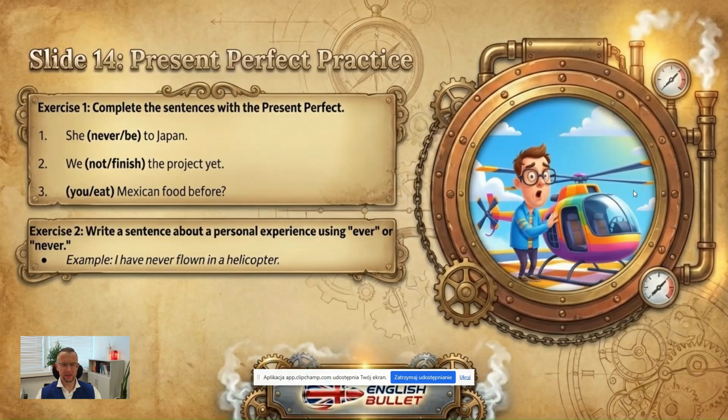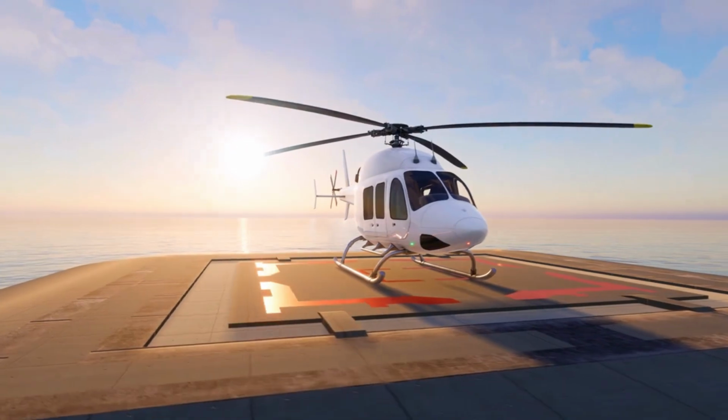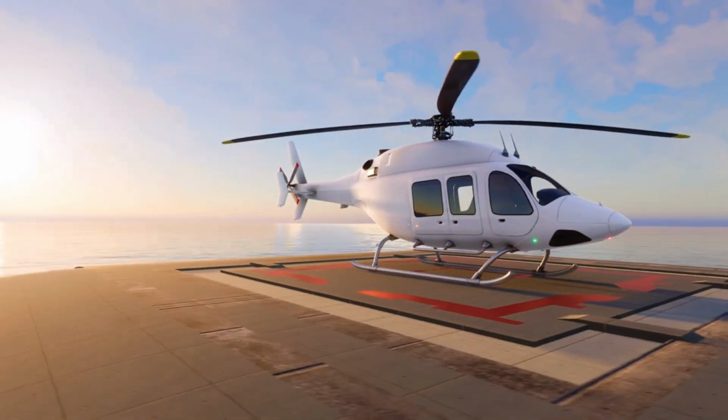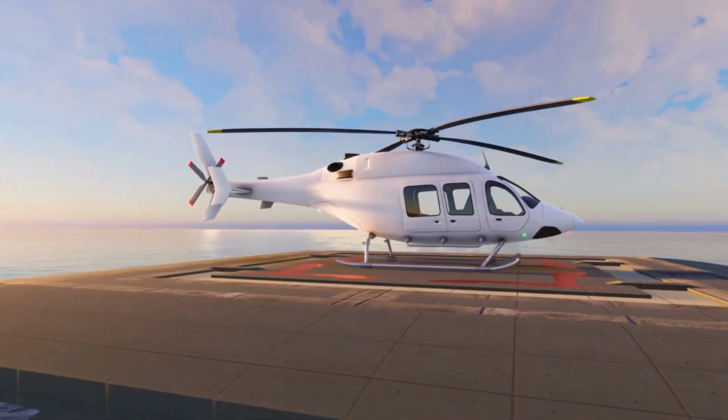Have you eaten Mexican food before? It's a question. Have you eaten? Do you know how it tastes? So you ask for an experience of eating Mexican food before. For instance, we have a picture here. I have never flown in a helicopter, which means that he has never been in a helicopter. He doesn't know how it feels. He doesn't have this kind of experience.